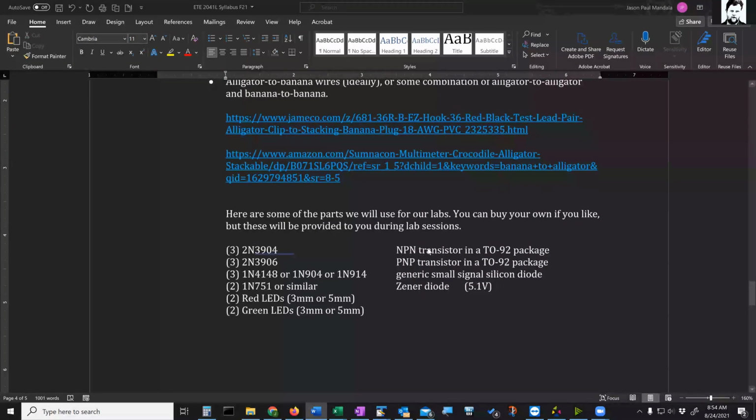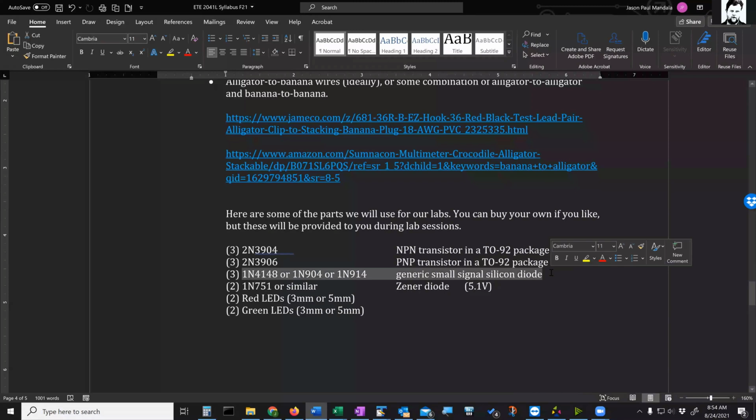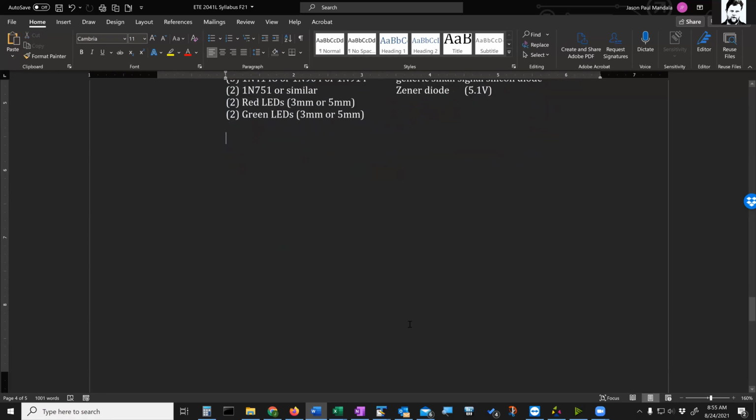So there's a transistor NPN type, a transistor PNP type. This is a standard diode. A 1N4148 is a very, very common part number. And then the 1N751 is a Zener diode. So we don't know what these terms mean yet, but I'm just giving you the part numbers. So again, you don't have to buy these. I will provide them to you. But if you want to buy them and play around at home, you can do that.